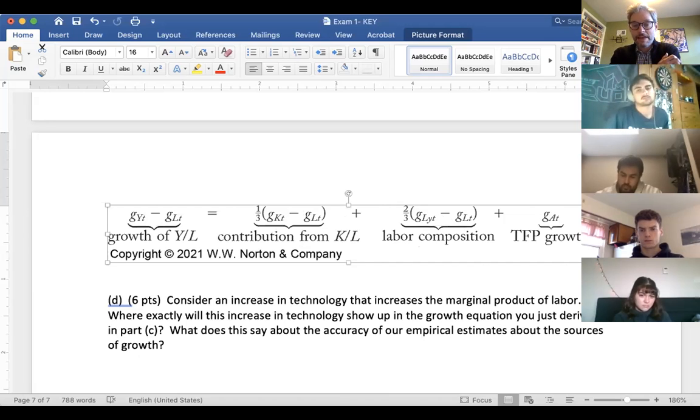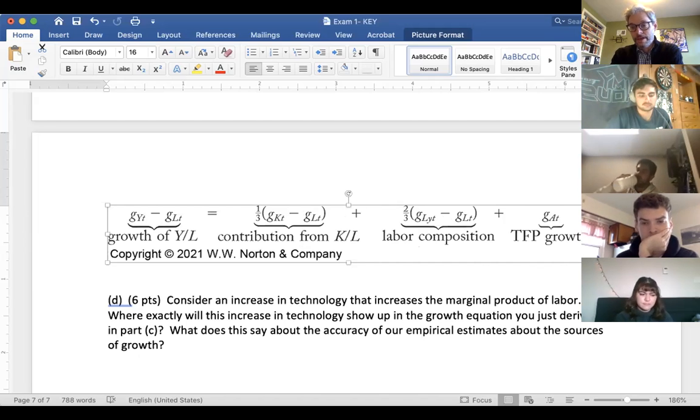And so what does this say about the accuracy of our empirical estimates of growth? There's a lot of error in these things, right? As we talked about, total factor productivity is a residual. It's really capturing everything that we don't measure very well. And so there's a lot of ambiguity to these estimates.